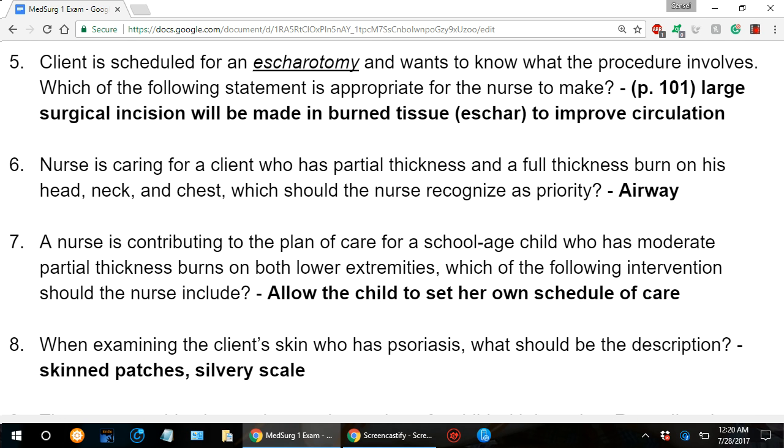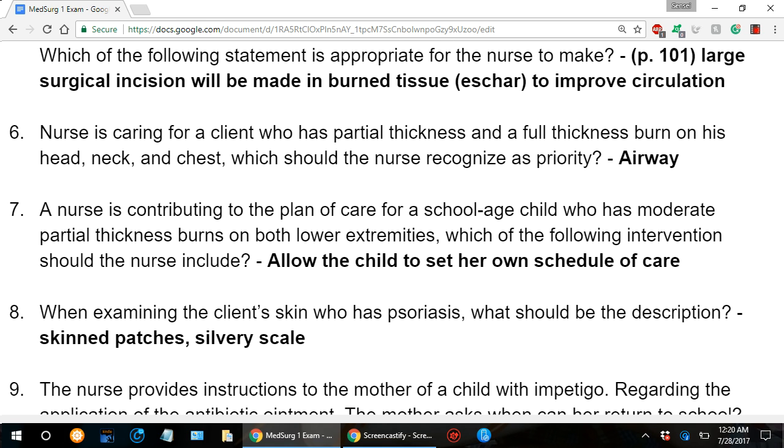Nurse is caring for a client who has a partial thickness and a full thickness burn on his head, neck, and chest. Which should the nurse recognize as priority? The answer is airway.